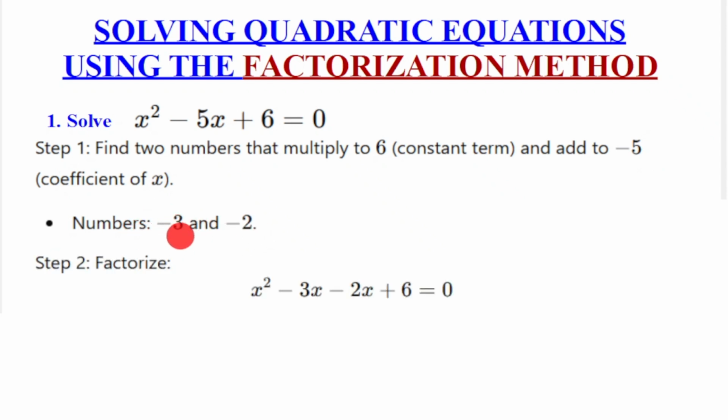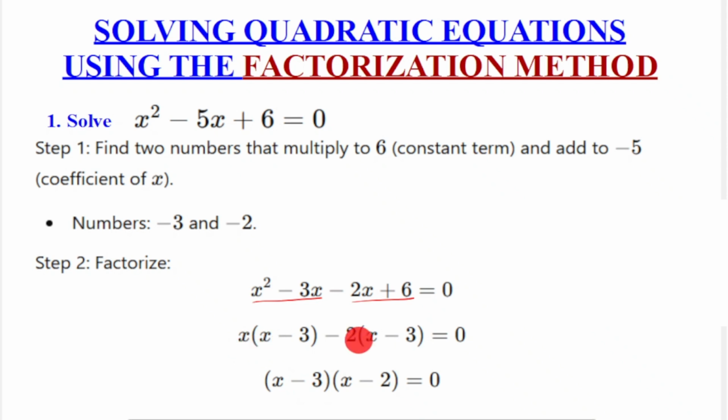Then what we have to do is insert these two numbers in place of minus 5x. So when we insert them, it becomes x squared minus 3x minus 2x plus 6 is equal to 0. Then we group these two and take out the common. The common for these two is x. What is left? x minus 3. And the common for these two is minus 2. So what is left? x minus 3. And again, when we take out x minus 3 as a common, what is left here? x, and here minus 2. So it becomes x minus 3 times x minus 2 is equal to 0.